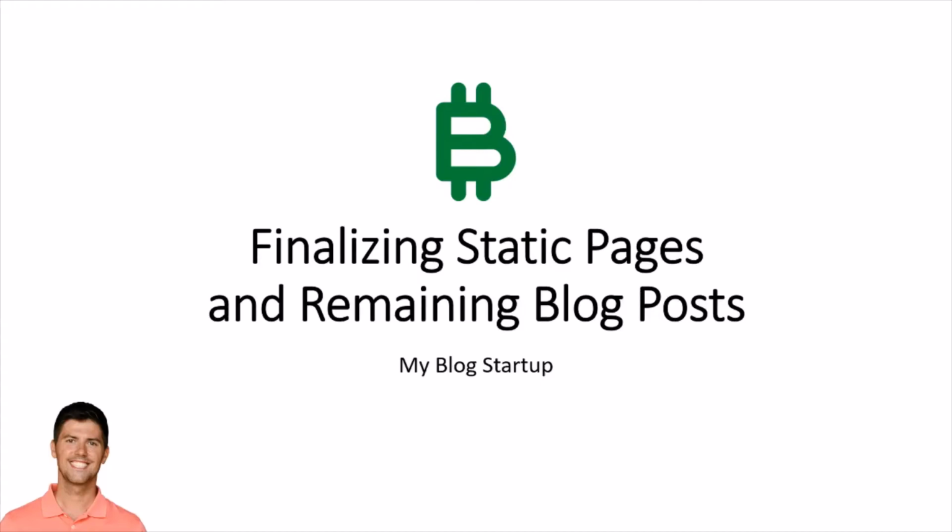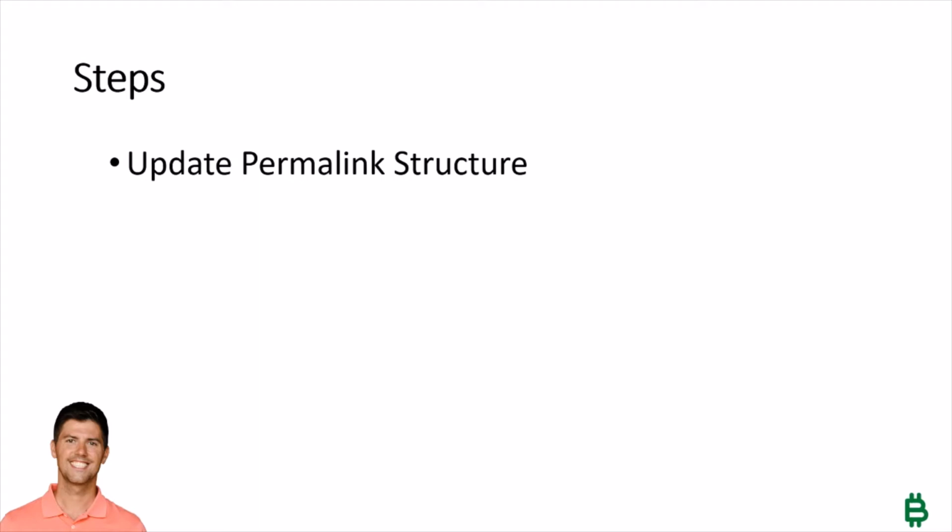In this video, we're going to talk about finalizing your static pages and also your remaining blog posts. So now that we've got the whole content process going and we are publishing our first blog, we are going to want to take advantage of that. So first thing we want to do in this video is update our permalink structure. We haven't done that yet. And that's just saying right now our URLs are calling for page numbers instead of actually being able to utilize a permalink structure that can include keywords, and I'll show you what I mean by that.